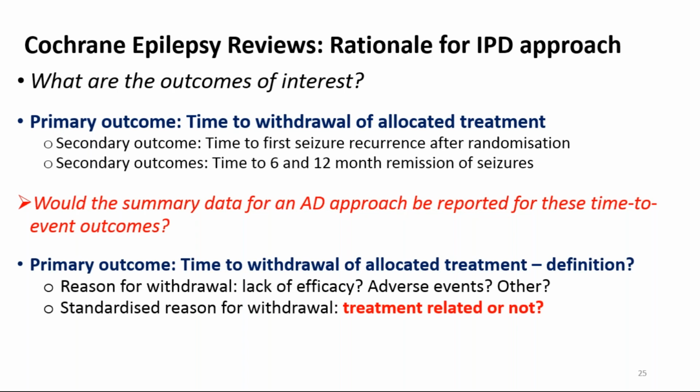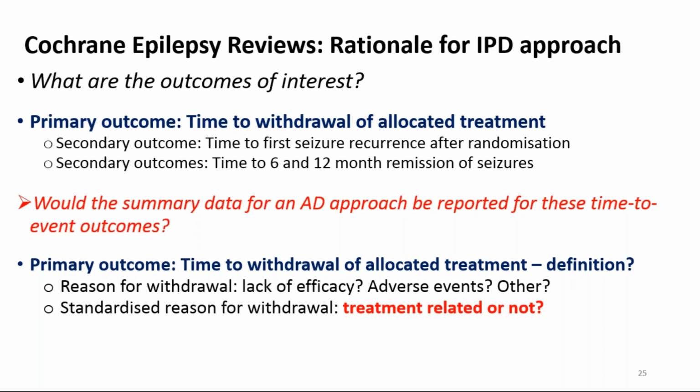Also looking in a bit more detail at our primary outcome and thinking around the definition of this outcome. This is actually a complex outcome, as there are several reasons why someone may withdraw from their allocated treatment. It may be because the treatment isn't working for them, they're still having seizures. They may be experiencing side effects from the treatment. There may be other reasons people can withdraw.